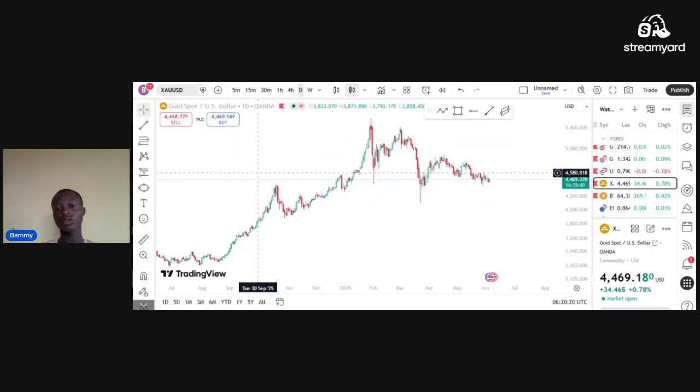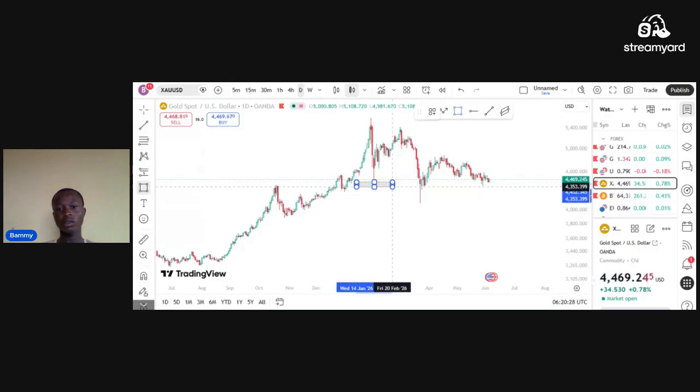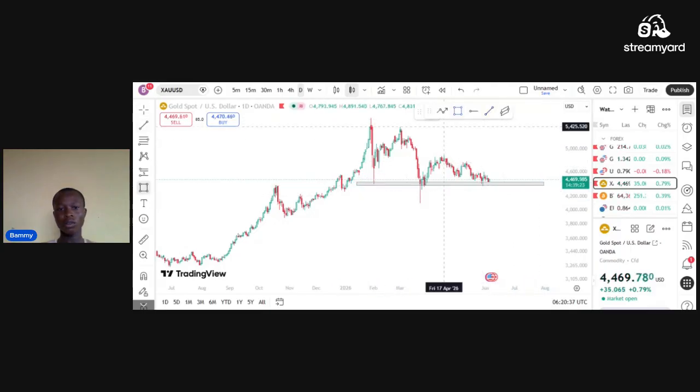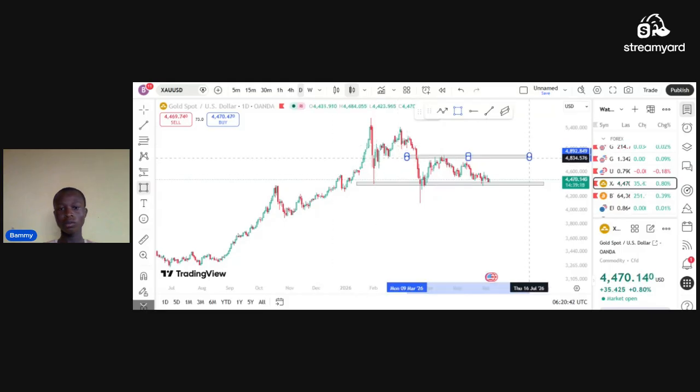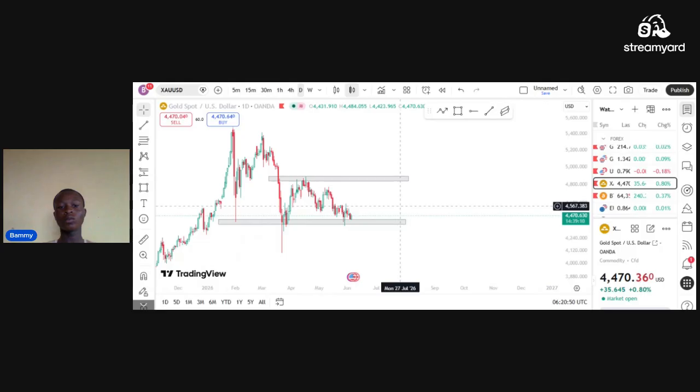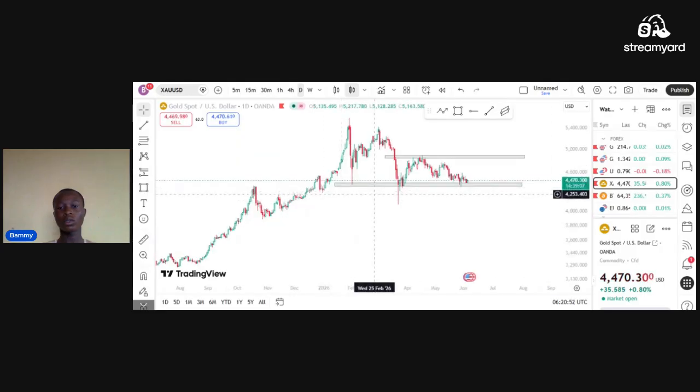Now, first thing to do is to determine my support and resistance, my key levels. So here, this is my support, and also this is my resistance. This is my highest. The recent support. Now I go to 4 hour time frame.